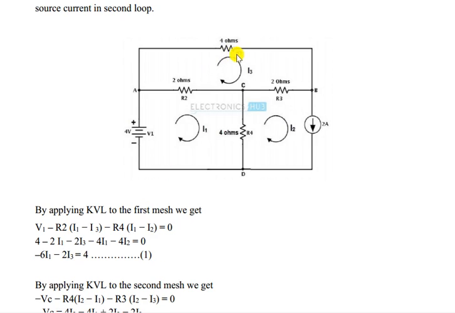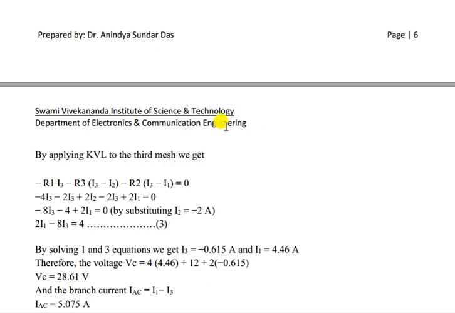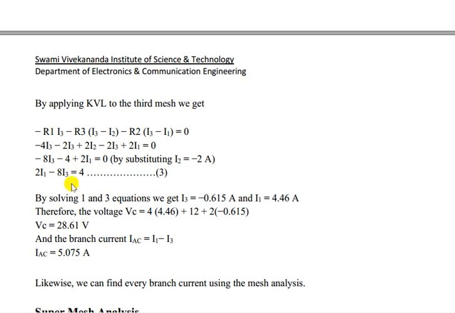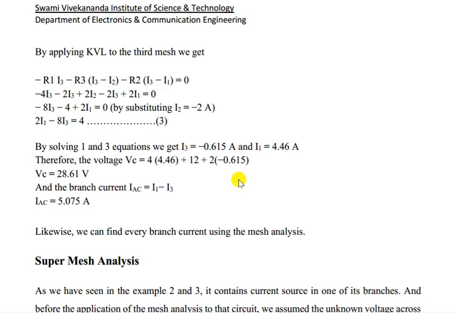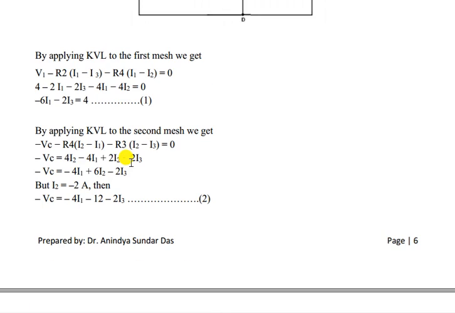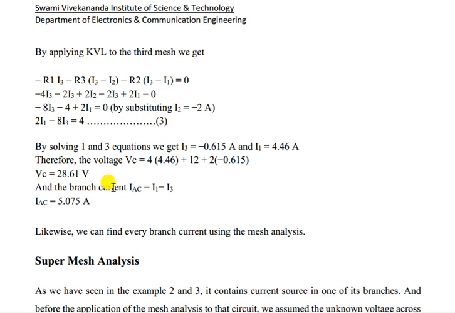Now you have to apply KVL at mesh 3. So here that is 2 into (I3 minus I1), minus 4 into I3, minus R3 into (I3 minus I2). Okay. So minus R1 into I3, minus R3 into (I3 minus I2), minus R2 into (I3 minus I1). And if we solve it by putting I2 equal to minus 2 ampere, we will get I1 and I3 values. Then we can find out the value of Vc from here by putting I1, I3 values. So that is the voltage drop across this current source.